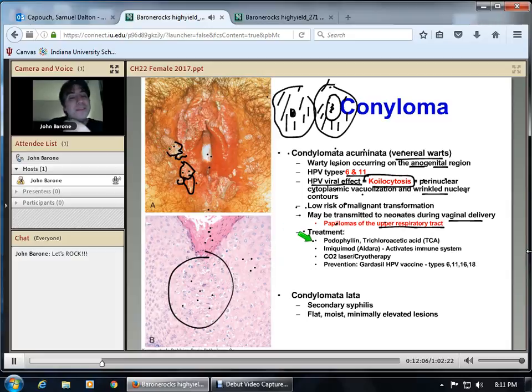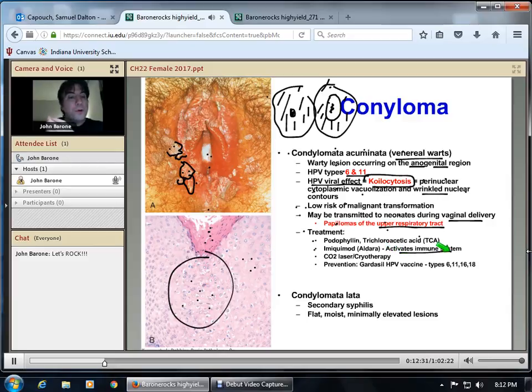And when they come in, we have several treatment options. We can put podophyllin on it. We could put TCA, this acid, on it to try to break it down. We could try to stimulate your immune system. Now, for USMLE purposes, this is the one I would know because it's kind of cool. It's called imiquimod. It's kind of a weird name. But basically, it's modifying your immune system. It's activating your immune system.